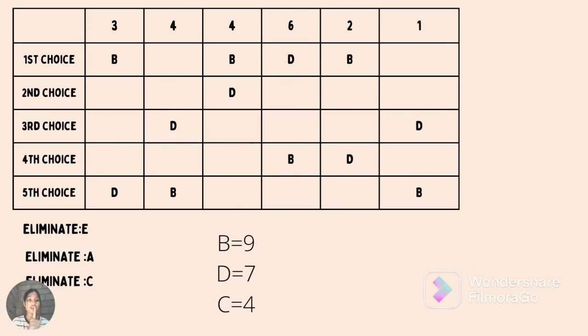Sunod, sino kaya ang mananalo? Si letter B ba? Or si letter D? Let's find out. Sa letter B, meron siya pa ring 9 points. But the letter D is meron 11 points. Bakit? Kasi si B, 3 plus 4 plus 2 equals 9. Sa letter D, meron siyang 4 plus 6 plus 1 equals 11. So, ibig sabihin, si D ang nanalo. Letter D ang winner.